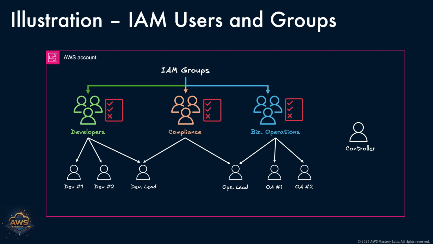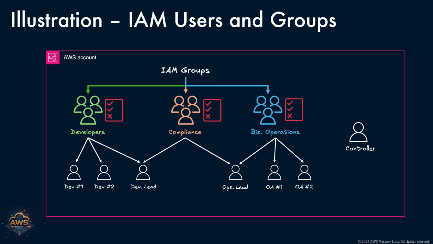Let's take a look at how IAM groups, users, and policies interact in a typical AWS environment using a real-world example. In this setup, we have three IAM groups, one for developers, one for the compliance team, and one for business operations. Each group has its own set of IAM policies that define what members of the group can access and do within AWS. Now let's consider two users. The development lead, who is a member of both the developers and compliance groups, and the operations lead, who is part of both the business operations and compliance groups.